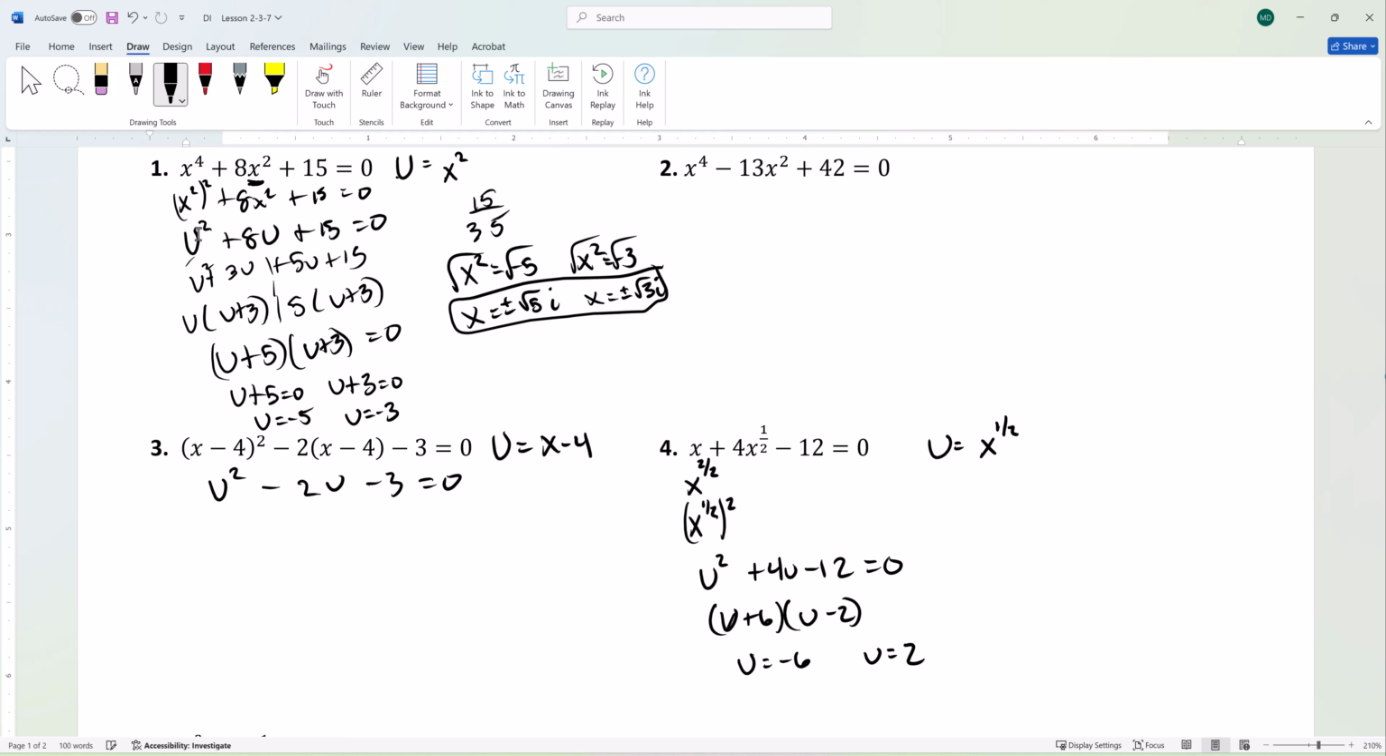So if I substitute it back in, square it is what gets rid of the 1/2, or something to the 1/2 power. That's the same thing as a square root. Just something to think about. And so you're going to get x equals 36. And then likewise here, x to the 1/2 equals 2, square it, and you're going to get x equals 4.